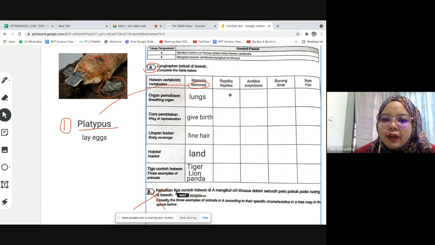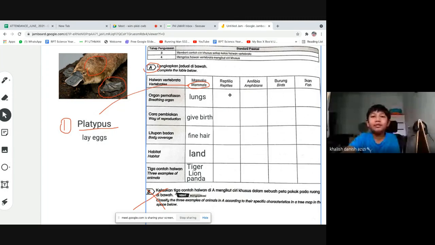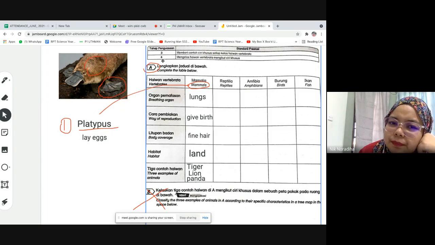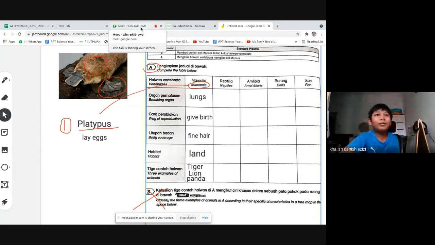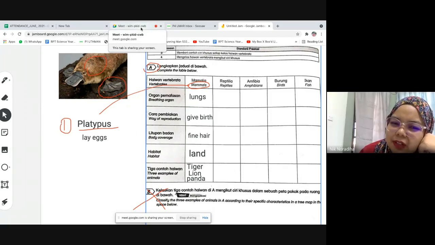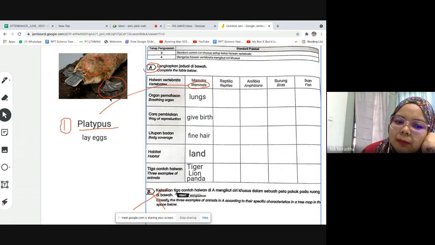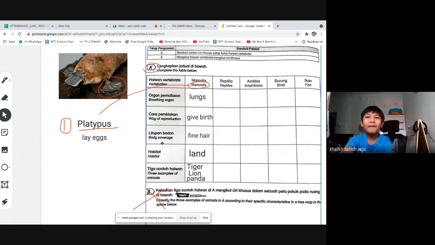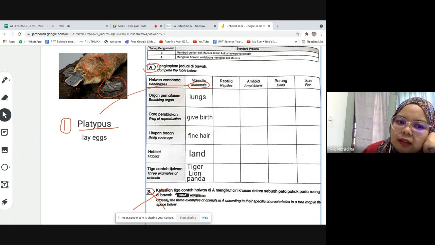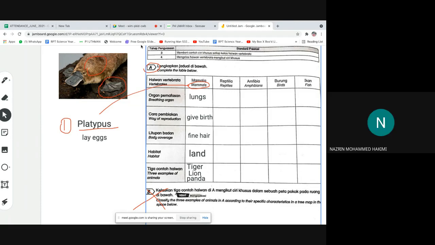For mammals. Okay, now we are moving on to reptiles. The octopus is a mammal. Huh? Platypus is under the group of mammals, right? Correct. Platypus is under the group mammals, but platypus is the only mammal that lays eggs, but they still have fur body coverage, and also they breathe using their lungs. So they are still under mammals, even though they lay eggs.